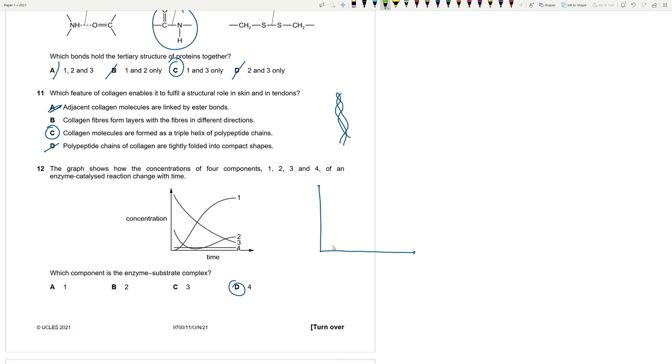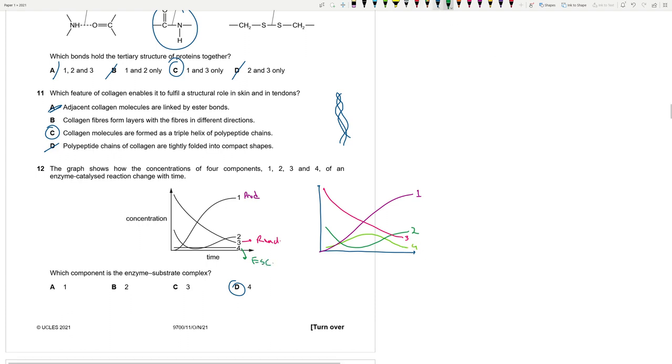Basically, there's a variation. I don't know if it's in 2017, 18, or 19, where the graph is like this. 4 is like this, and 2 is like this, right? And 3 is like this, while 1 is like this. Okay, so what is 1? 1 is basically the product. Okay, 1 is the product. What about 3? 3 is the reactant, clearly, since it's decreasing. Now 4 is the enzyme substrate complex.